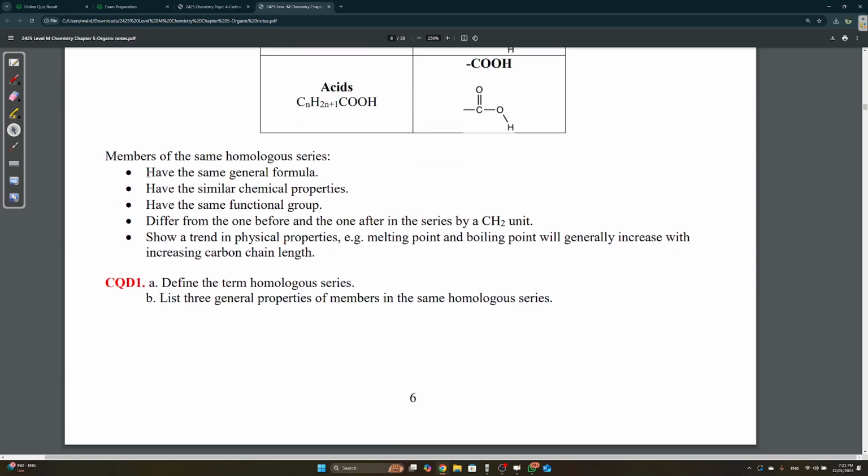You need to know these members of the same homologous series. This came in the written part for grade 11 last year. They have the same general formula. They have similar chemical properties. They have the same functional group. They differ from one another in the series by only a CH2 unit.